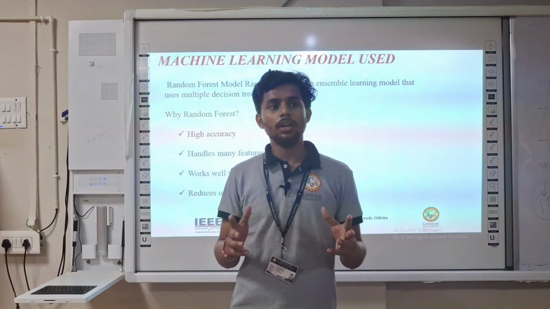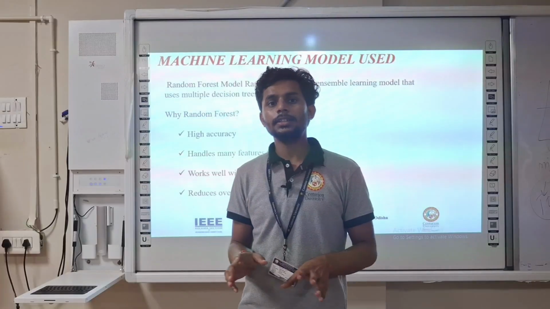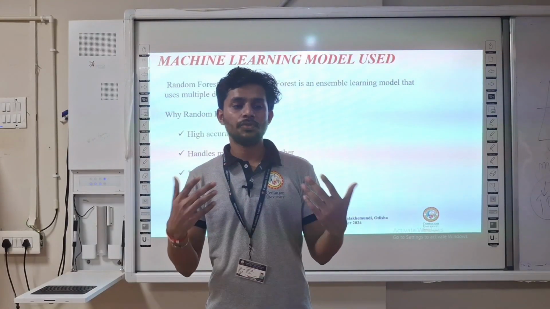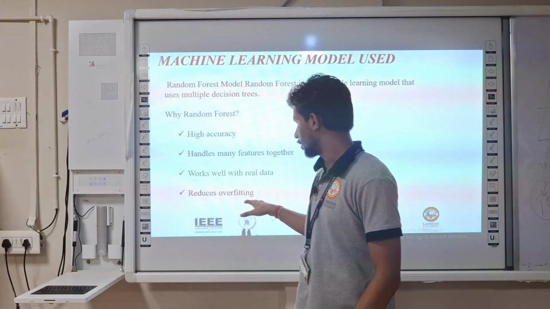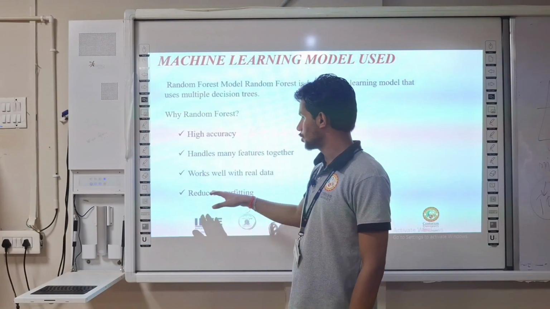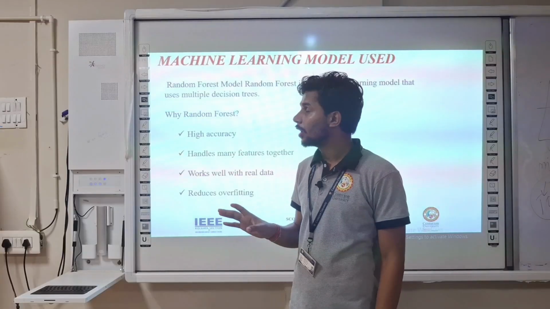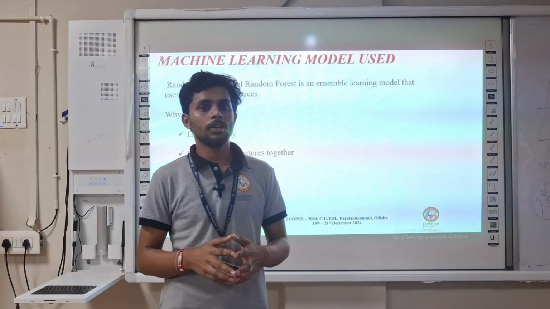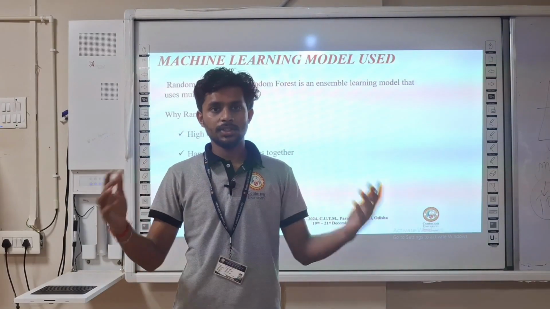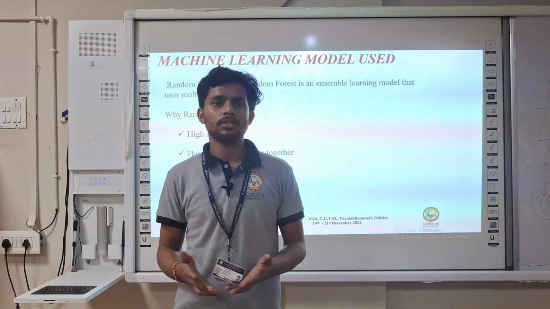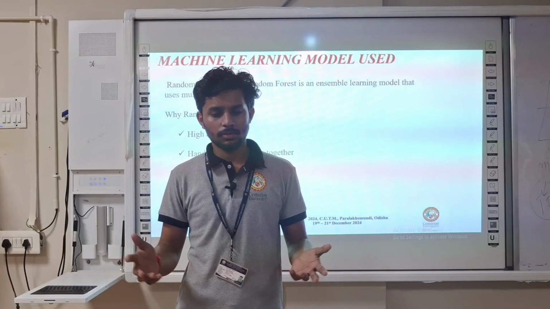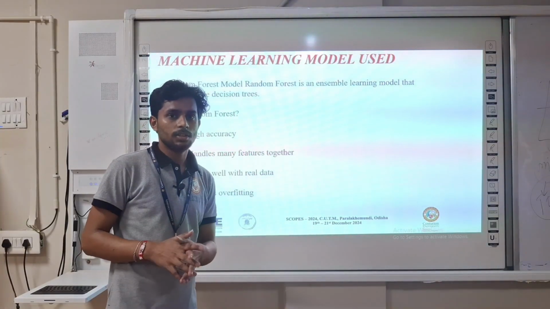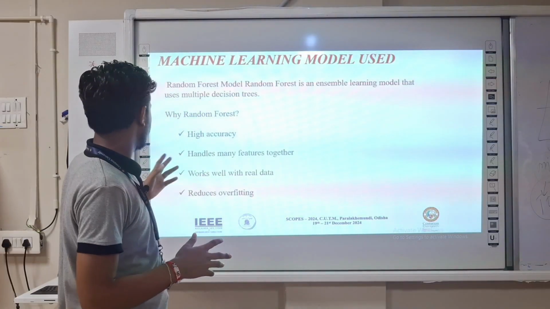Overfitting means the model predicts well on the training data, but fails to predict on new data. That is overfitting. This model also reduces the overfitting problem. This model works with real data and large data sets. Many models are not suitable for large data, but this model is suitable for large data. That's why I am using this model.